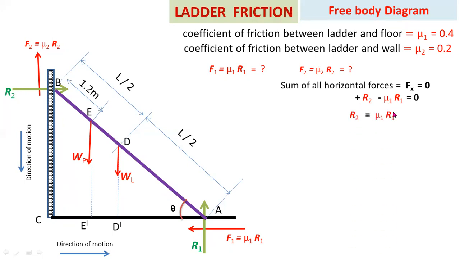Here the value of mu1 is given, that is 0.4. We have to substitute that value, so R2 equal to 0.4 into R1.